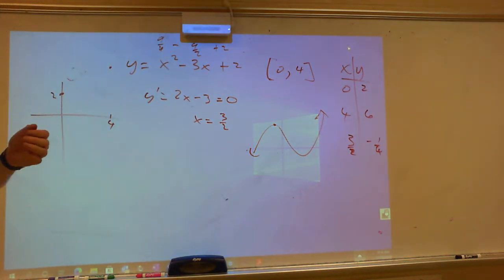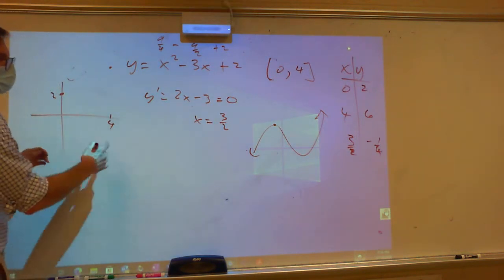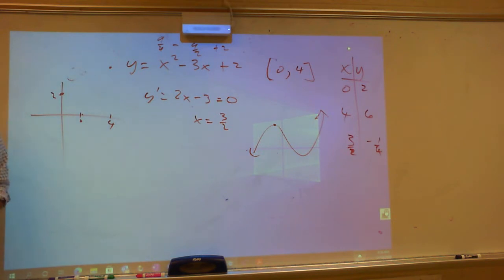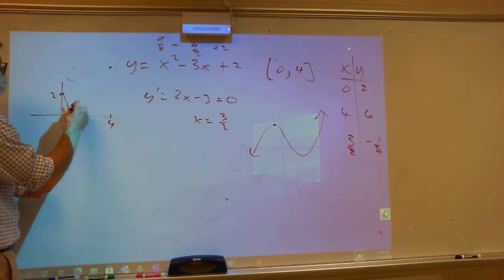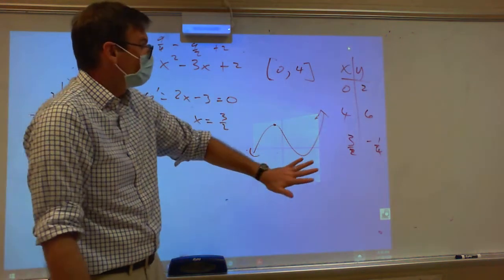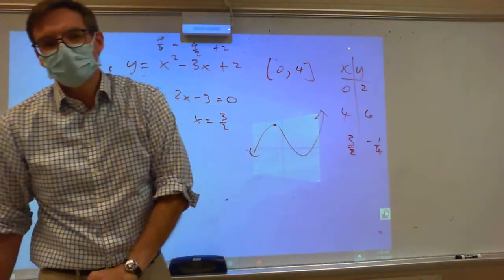Okay? And so here's what I know. What I know is at 3 over 2, I'm at negative 1/4. So it looks like that. And so we can kind of look at this and say, oh. Now, based on this information, what's our absolute max?